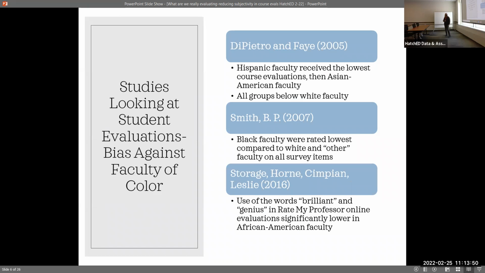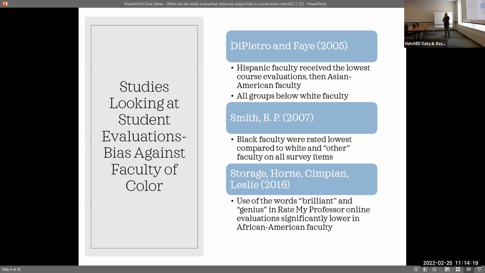Let's look at some research that found bias against faculty of color. DiPietro and Fay in 2005 looked at faculty of color compared to white faculty and found that Hispanic faculty in this particular study received the lowest course evaluation. Second lowest were Asian American faculty, but every group that they looked at was rated significantly lower than white faculty.